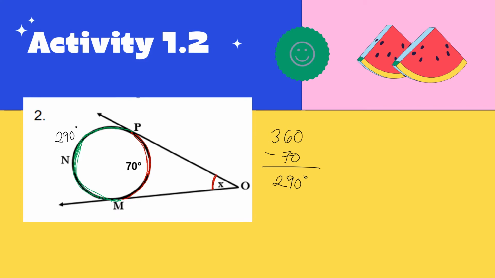Now that we know that the major arc is 290, we can get the measurement of the angle by subtracting these two arcs and then dividing by 2. So we have 290, the major arc, minus 70, the minor arc, which is equal to 220 degrees, right? Divided by 2, 220 divided by 2 is equal to 110 degrees. That's it. Therefore, the measurement of angle x is 110 degrees. Next, number 3.